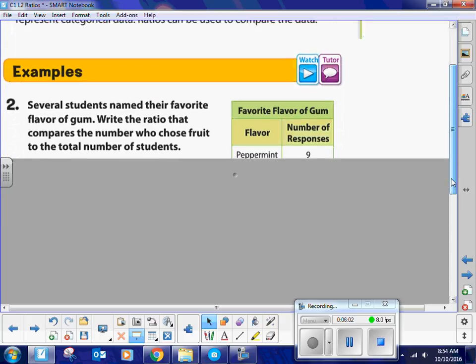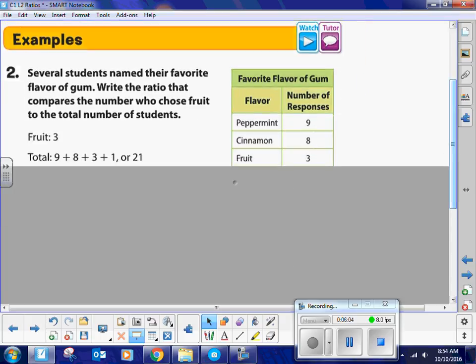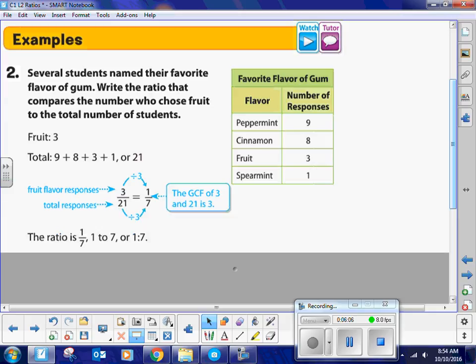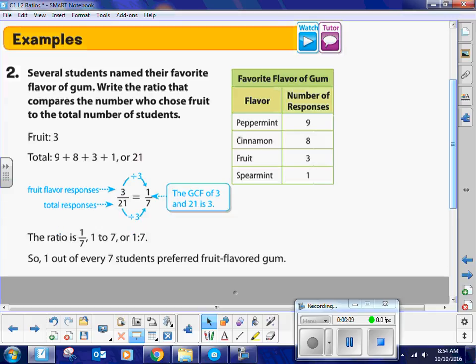And that's done. We circle the numbers that they have in common. Look at only one of the numbers. That's the number that you divide out. You divide out 3 on both of them, and you come up with 1 over 7. The ratio is 1 to 7. So 1 out of every 7 students prefer fruit flavored gum. All right? Not too bad.